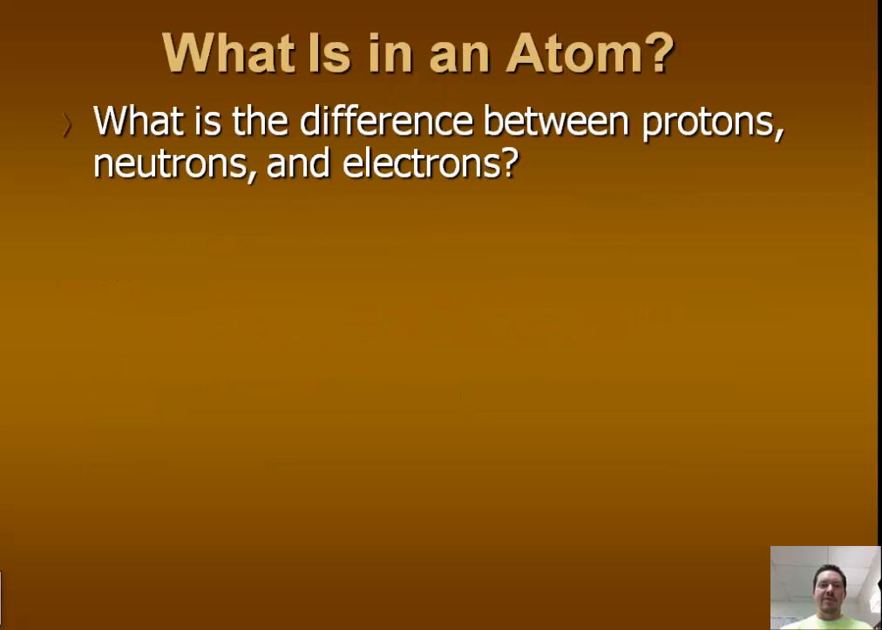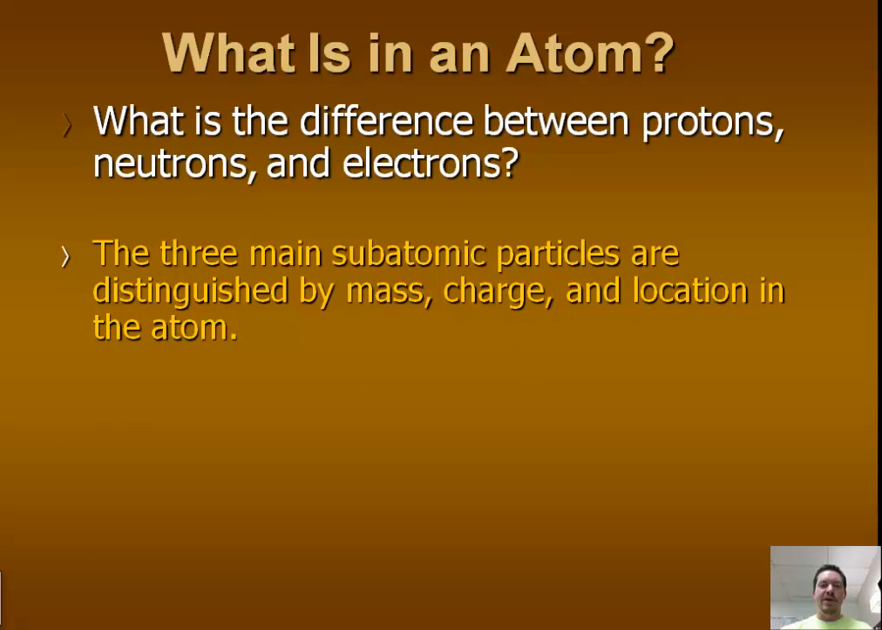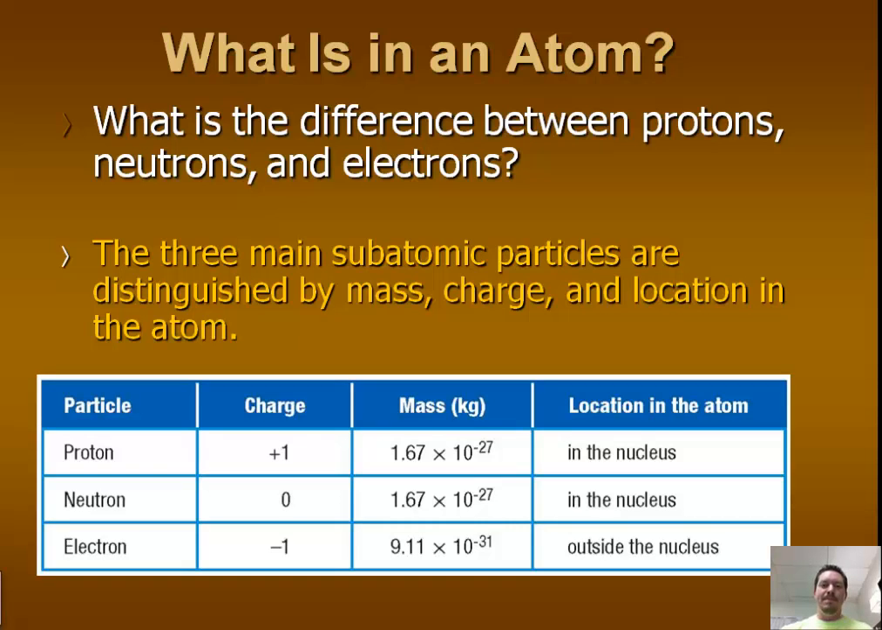So let's start looking at our first question: difference between protons, neutrons, and electrons. Those three items are the three main subatomic particles, and we differentiate them by mass, charge, and where they're located within the atom. Looking at the proton, its charge is a positive 1. Its mass is 1.67 times 10 to the negative 27 kilograms. And it's located in the nucleus.